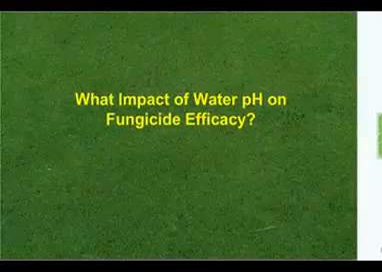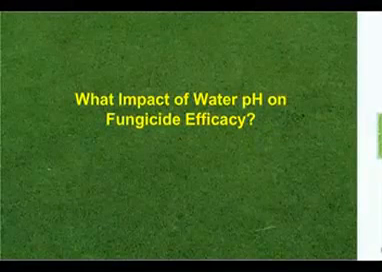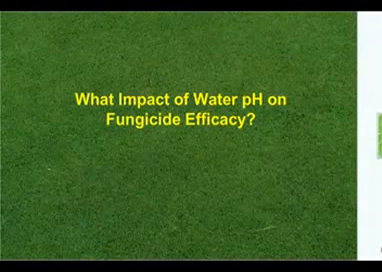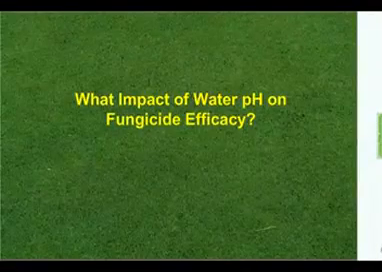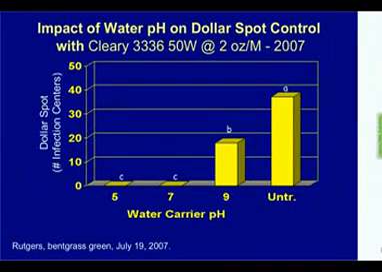To finish up then with one of the other items, which was water pH. We've known for years that certain fungicide classes are very susceptible to being tied up or deactivated at higher pHs. You can see here that to a large extent most pesticides and most fungicides are stable between 4 and 6 pH. Some fungicides actually decompose at pHs above 7. The reason for this is a chemical process called alkaline hydrolysis, which chemically breaks down fungicides that are sensitive.